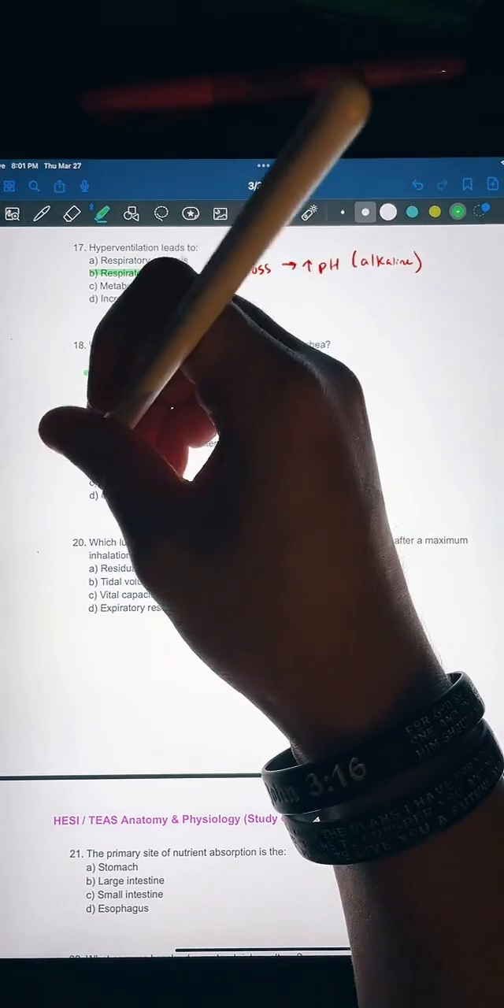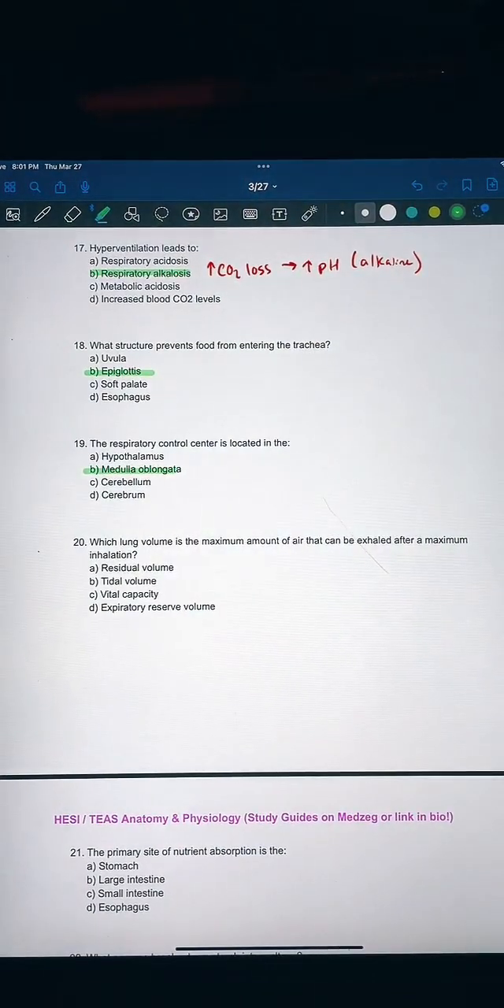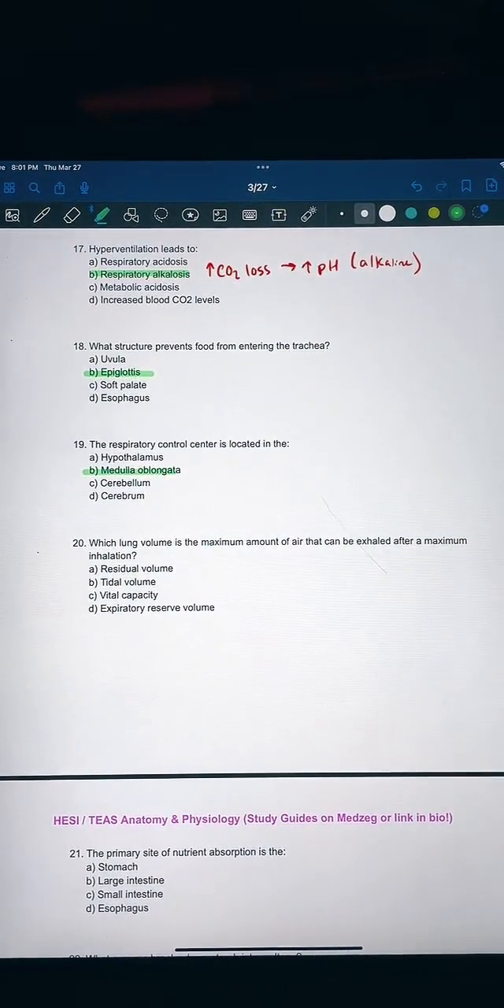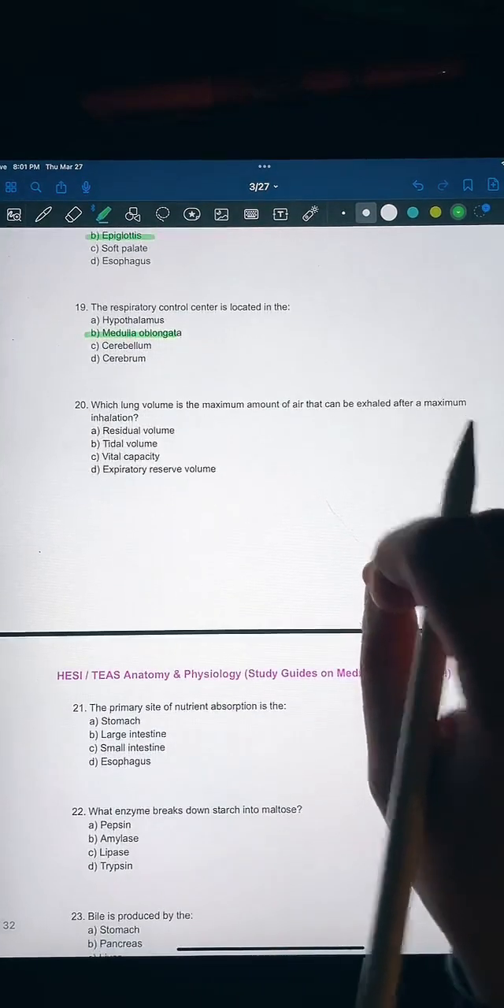The answer here is B. It is medulla oblongata. The medulla oblongata is what regulates our breathing rate and our rhythm. Moving on to number 20.